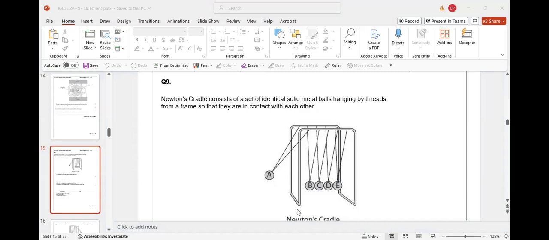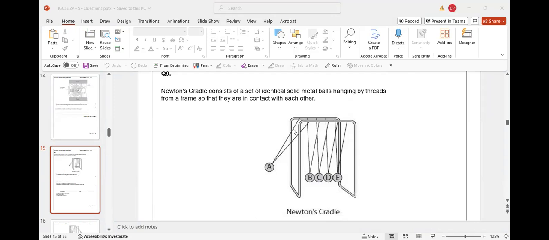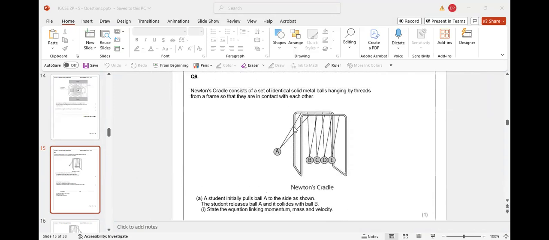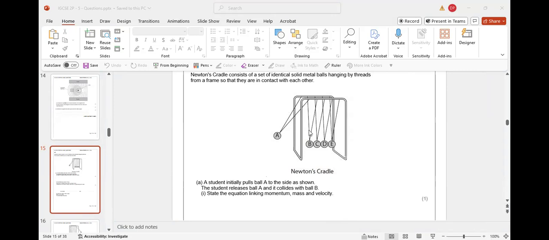A Newton's cradle consists of a set of identical solid metal balls hanging by threads from a frame so that they are in contact with each other. This is one of the pieces of equipment we use to demonstrate momentum and Newton's laws. A student initially pulls ball A to a side as shown. The student releases ball A and it collides with ball B. State the equation linking momentum, mass, and velocity. So momentum is equal to mass times velocity.